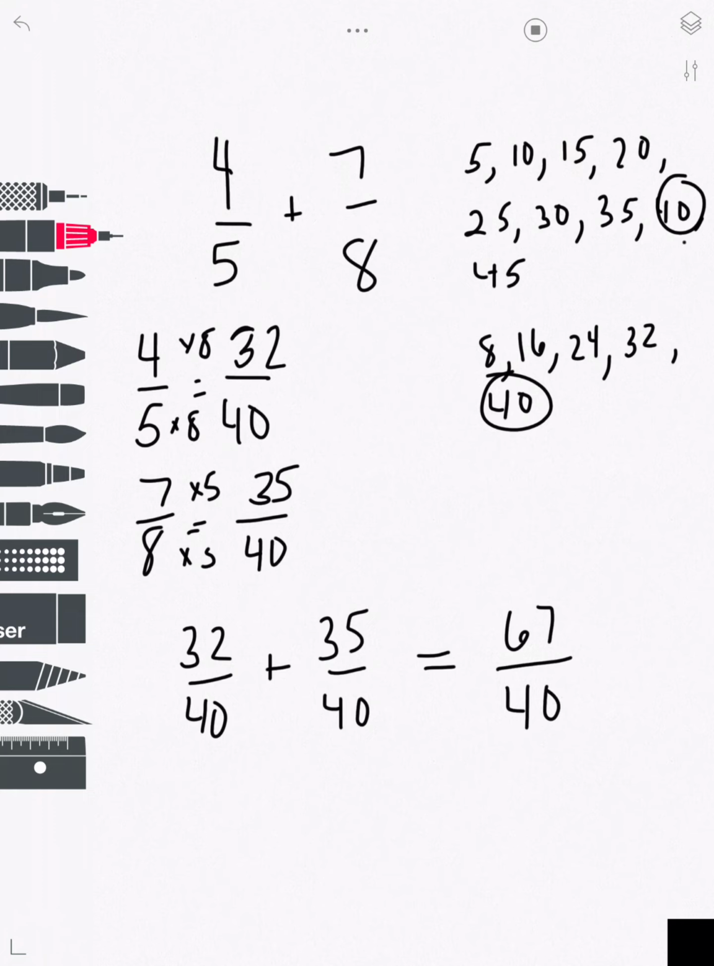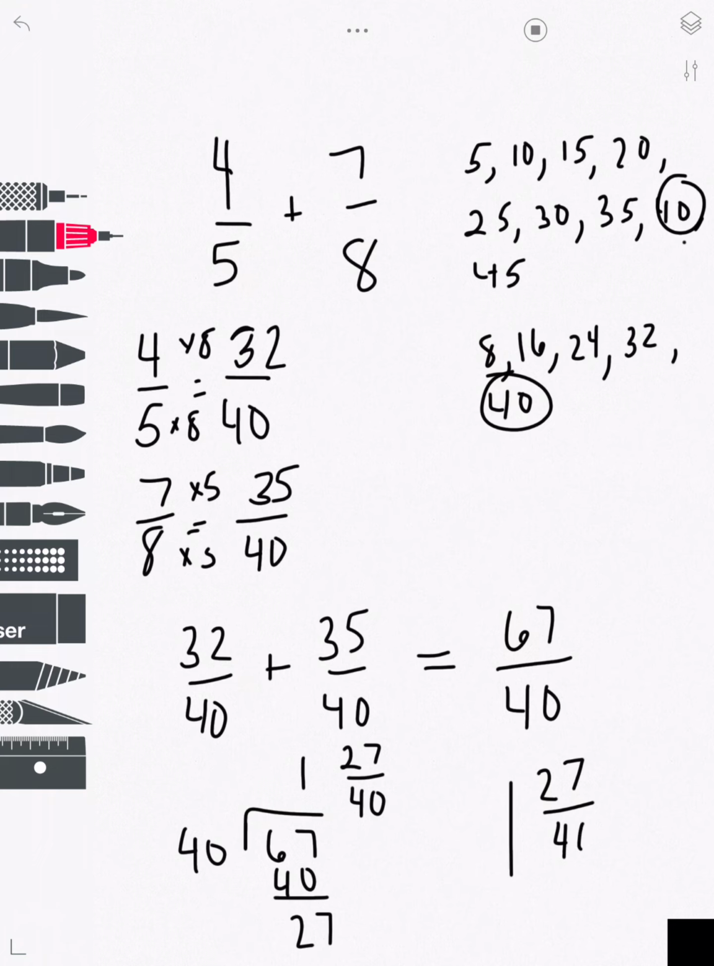So to simplify, I can do the division. 40 goes into 67 once. And then 40 can't go into 27, so that's my remainder. So my answer is 67/40 or 1 27/40. And again, to simplify, I had to do long division, which involves multiplication, and again, knowing your facts.